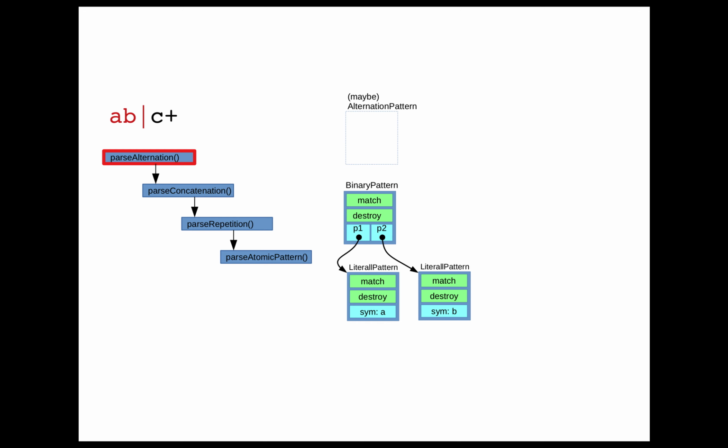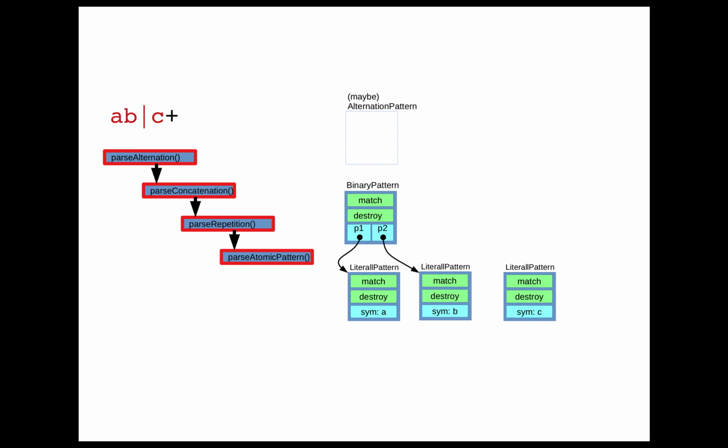However you do that, at this point the parser is going to parse what comes after the vertical bar so it can glue it together with the pattern that we've already parsed, the one that came before the vertical bar. So parse alternation is going to call parse concatenation, which calls parse repetition, which calls parse atomic pattern, and there it's going to see that C character and say that's an ordinary character. I'm going to make a literal pattern that can match that.